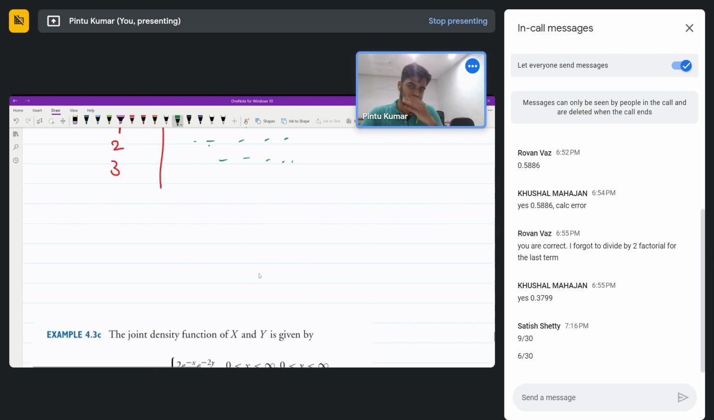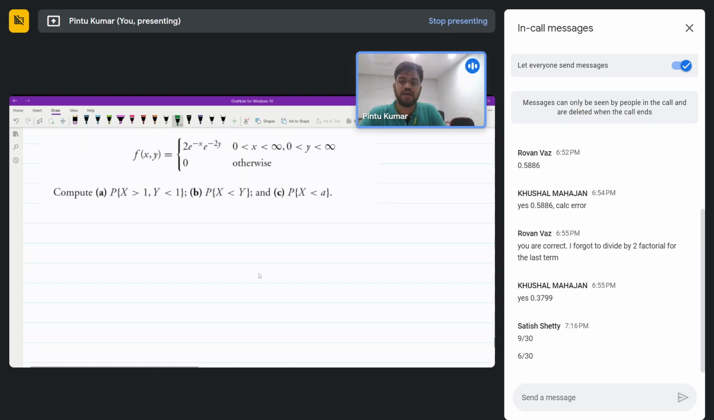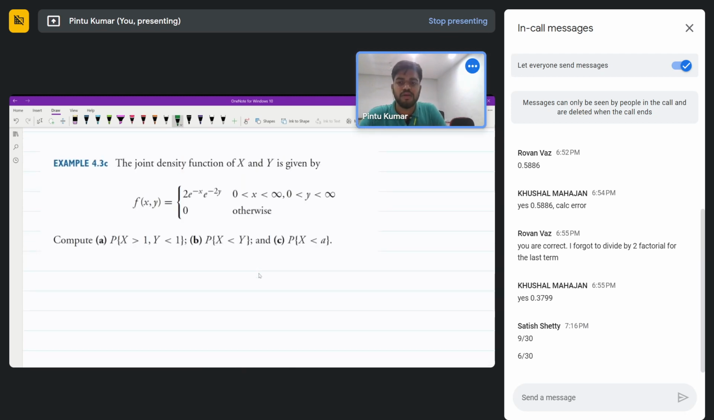So let's look at a continuous example. In this case, you are already given the density function, that is 2 e to the power minus x e to the power minus 2y, defined over this particular support. So I just used a term called support.